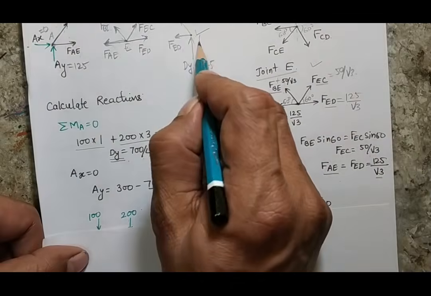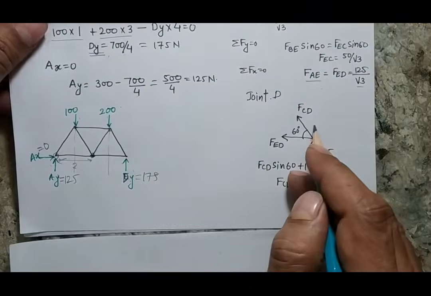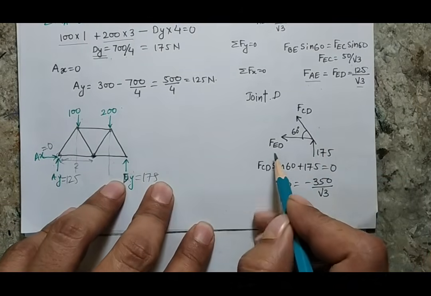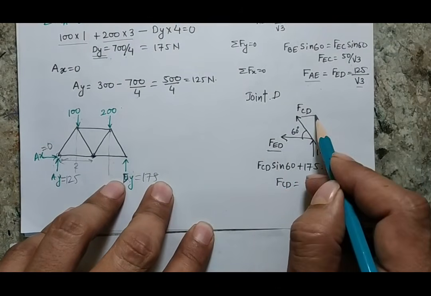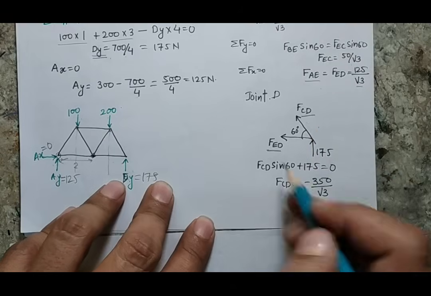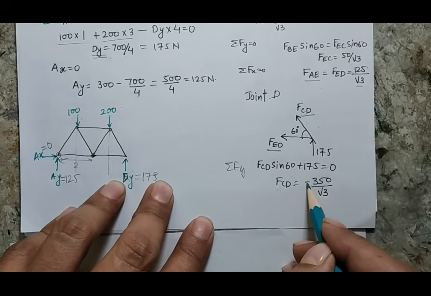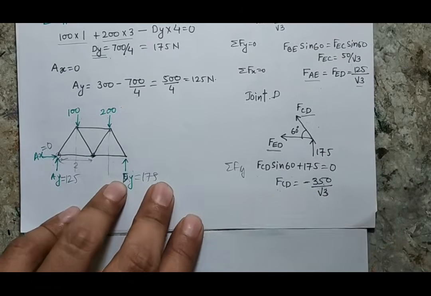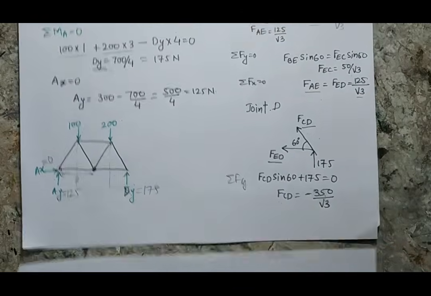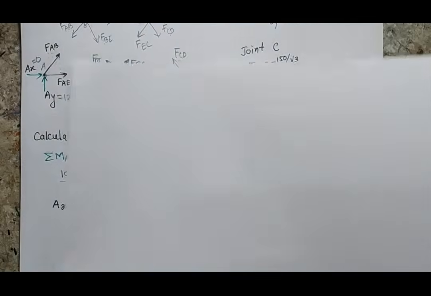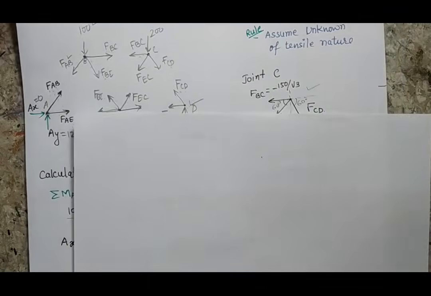I am taking joint D to solve the problem. This is the free body diagram of joint D, where ED is known to me and only CD is unknown. When I take the vertical force balance, I will be able to get the force CD. This comes out minus 350 by root 3. So now I have calculated all the forces.